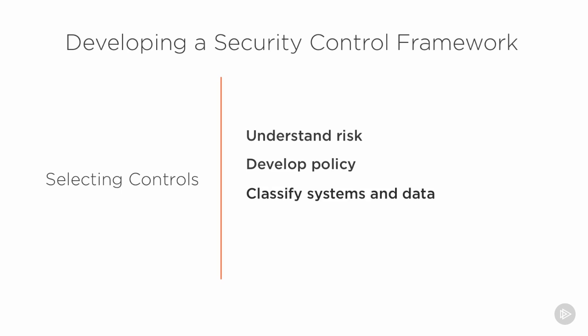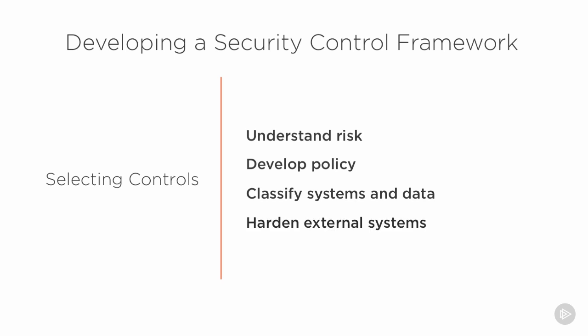We need to know what needs protection, which systems are especially sensitive or critical, and what data we have is either sensitive or critical. When we've identified that, we can classify it so that those systems and data will receive the appropriate level of protection.